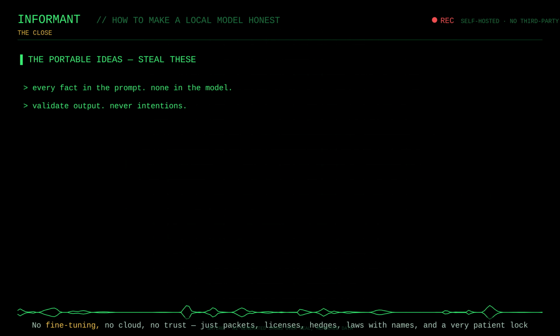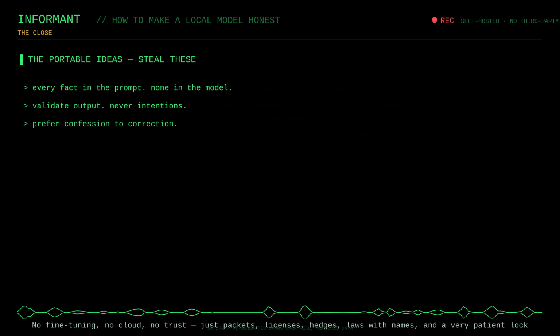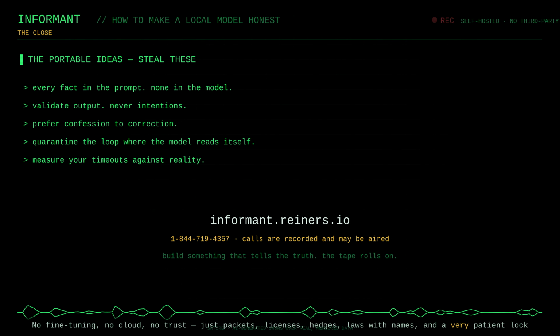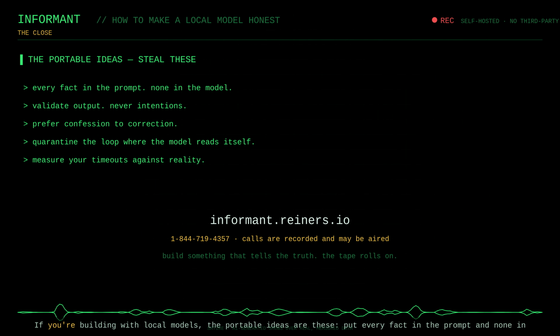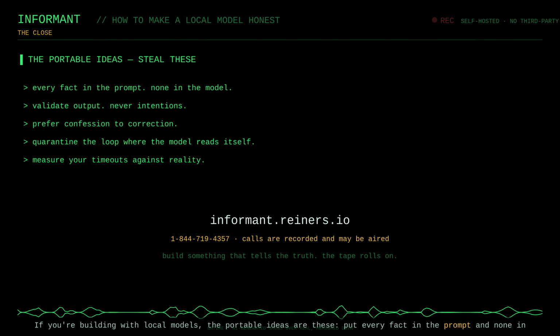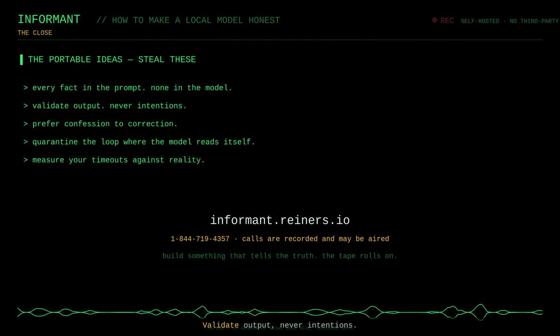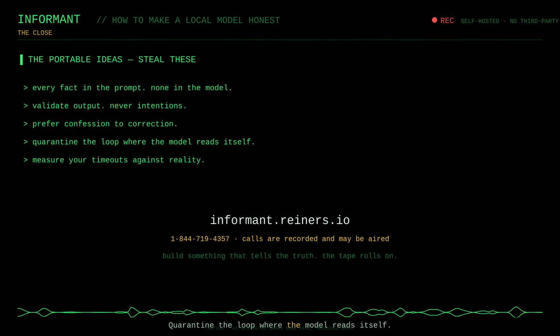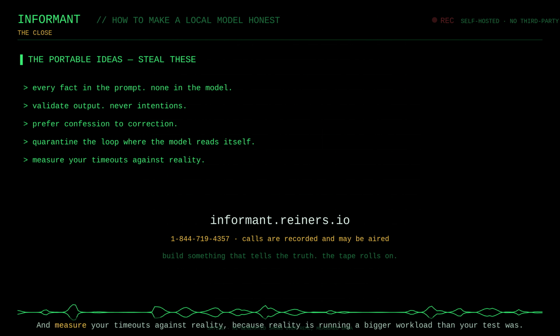That's the stack. No fine-tuning, no cloud, no trust, just packets, licenses, hedges, laws with names, and a very patient lock file. If you're building with local models, the portable ideas are these: put every fact in the prompt and none in the model. Validate output, never intentions. Prefer confession to correction. Quarantine the loop where the model reads itself. And measure your timeouts against reality, because reality is running a bigger workload than your test was.